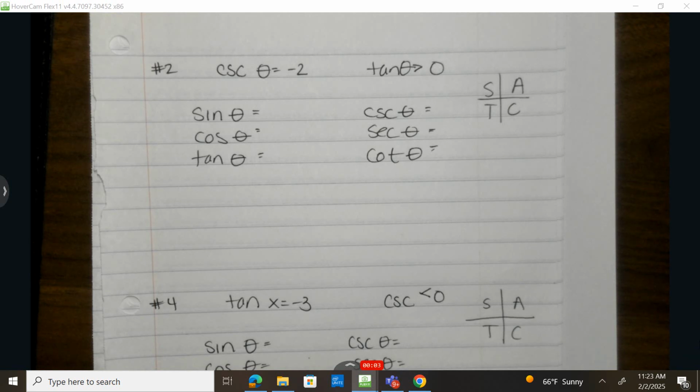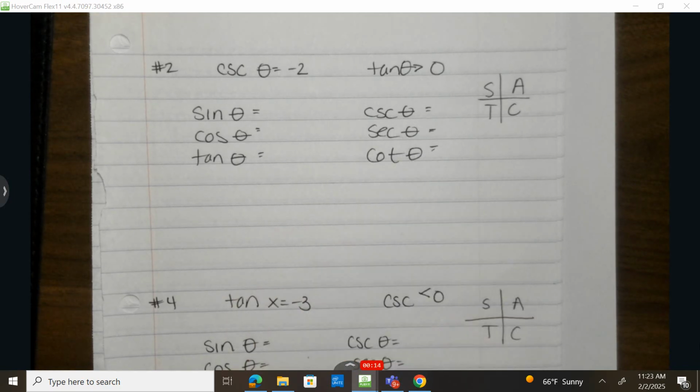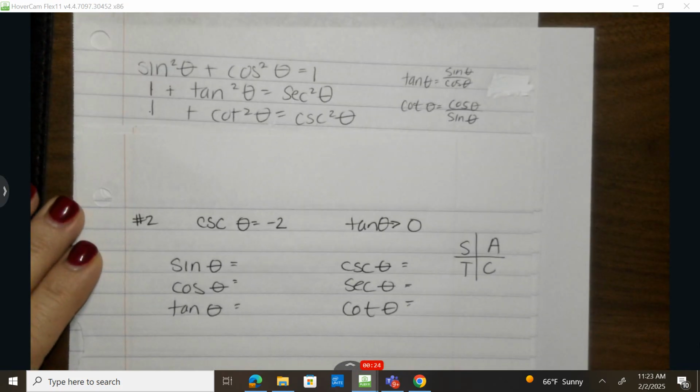Unit 11, Lesson 1. In this video, I'm going to cover how to correctly answer problem 2 and 4 from the homework. The directions say to identify the 6 trigonometric functions for number 2 and number 4. It also tells us not to rely on drawing a triangle, but to use the trigonometric identities. And here are the trigonometric identities.